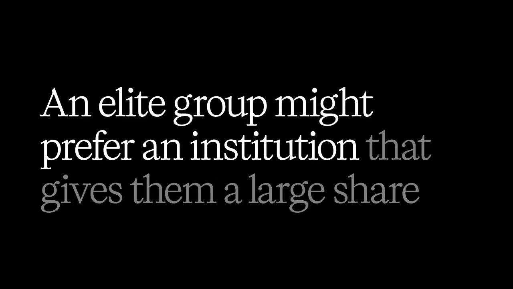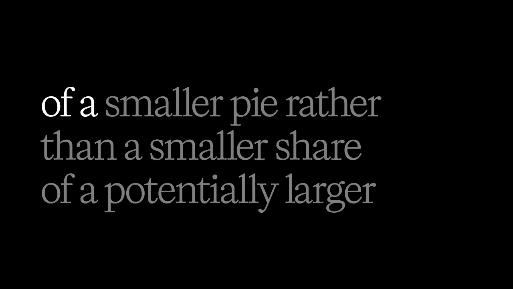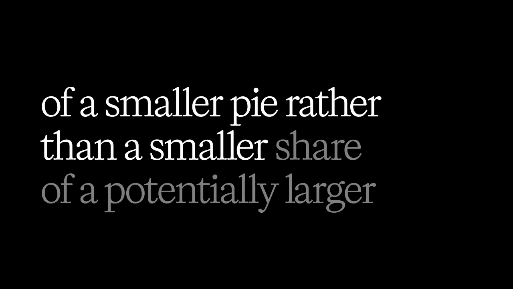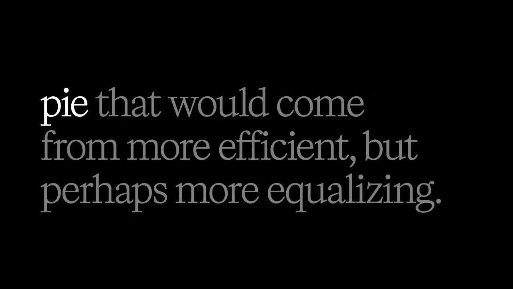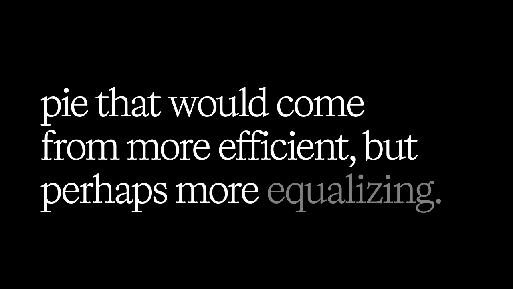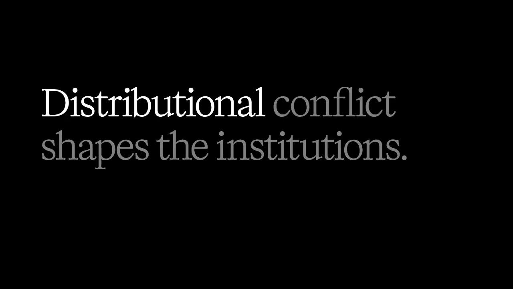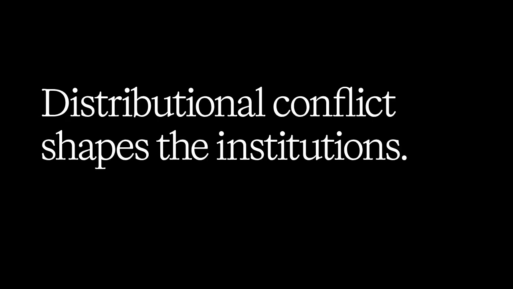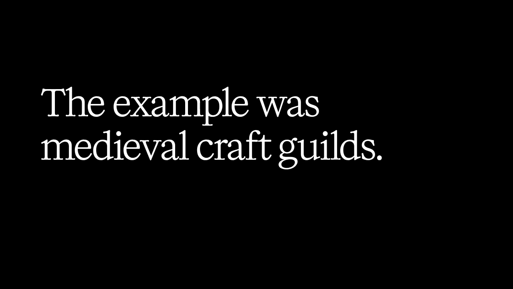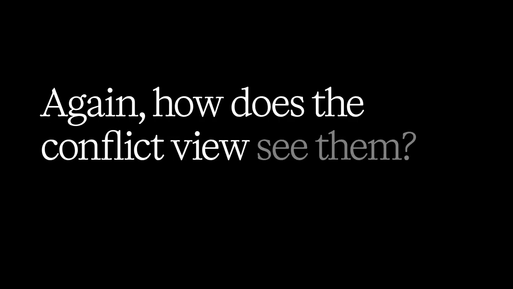Potentially, yes. An elite group might prefer an institution that gives them a large share of a smaller pie, rather than a smaller share of a potentially larger pie that would come from more efficient but perhaps more equalizing rules. Distributional conflict shapes the institutions. The example was medieval craft guilds again. How does the conflict view see them?